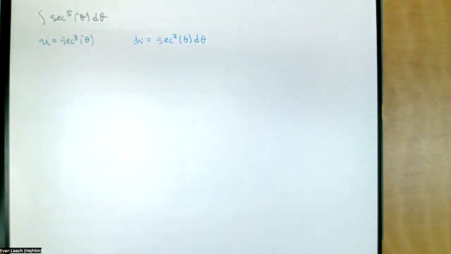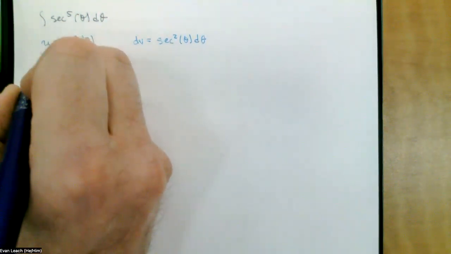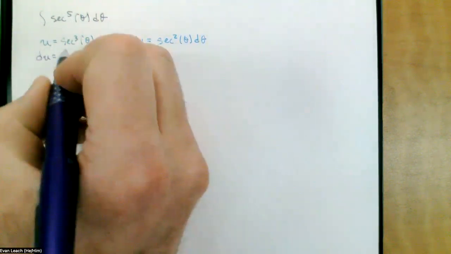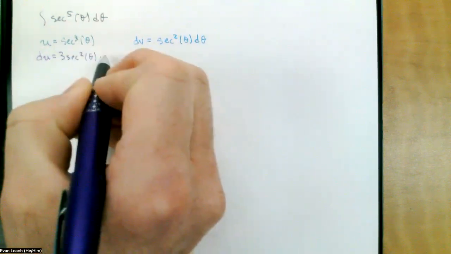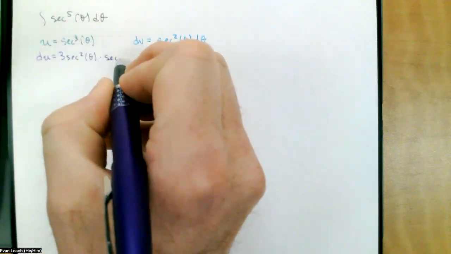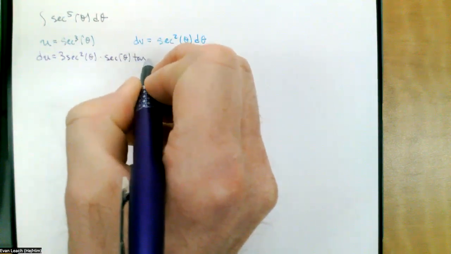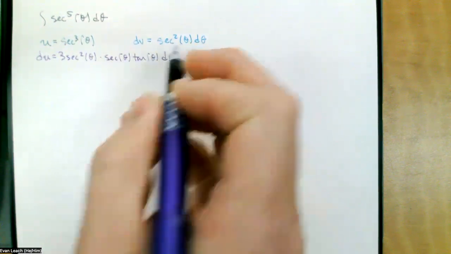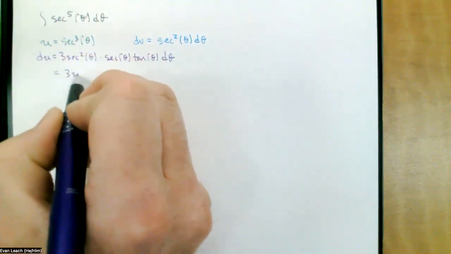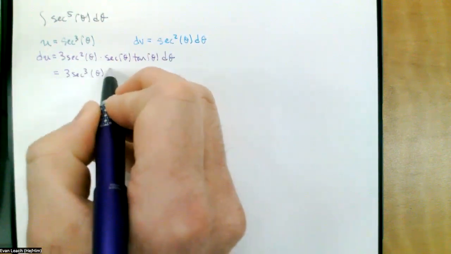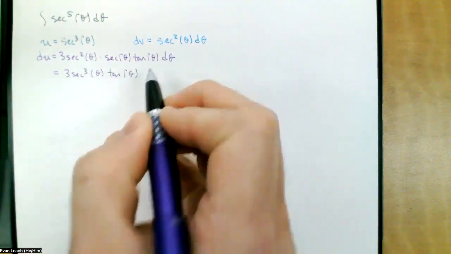We're deciding on parts. dv has to be something we can integrate. Worked out great last time when we just integrated secant squared. Let's try that. We take the derivative of u to find du. The derivative of u is going to be 3 secant squared theta times the derivative of secant theta, which is secant theta tangent theta. Which we are going to simplify to 3 secant cubed theta tangent theta, d theta.